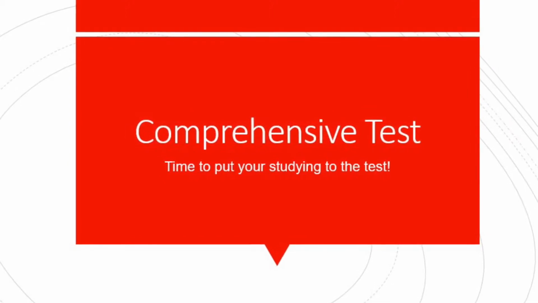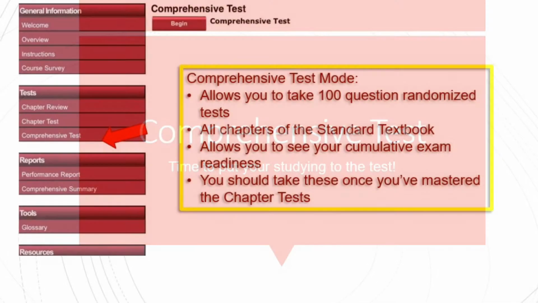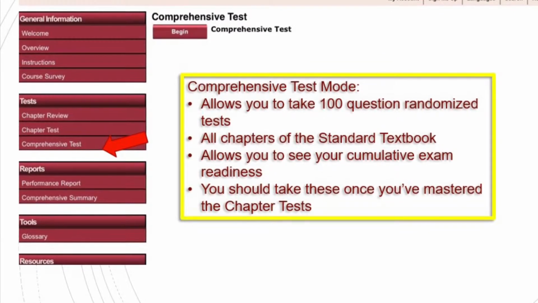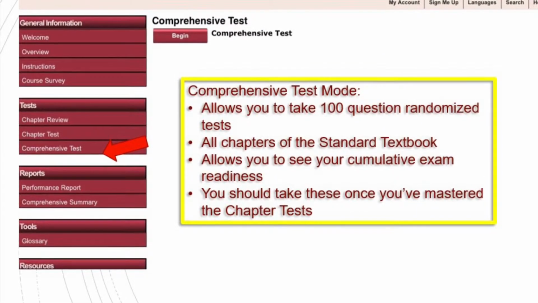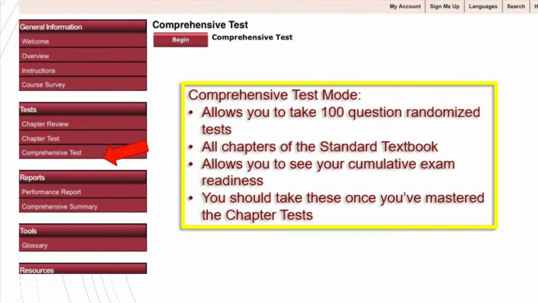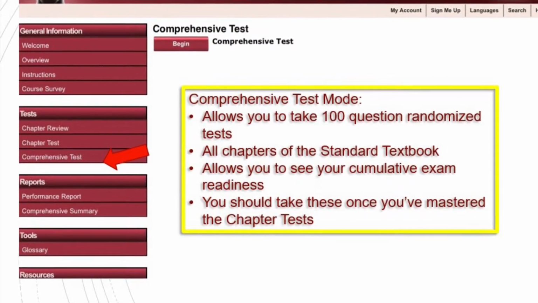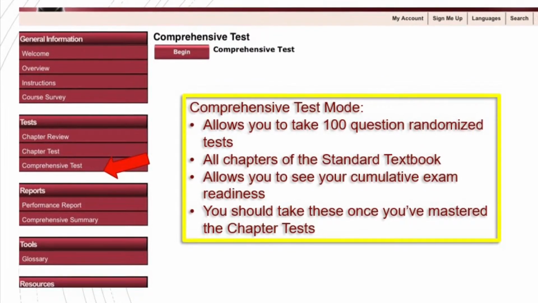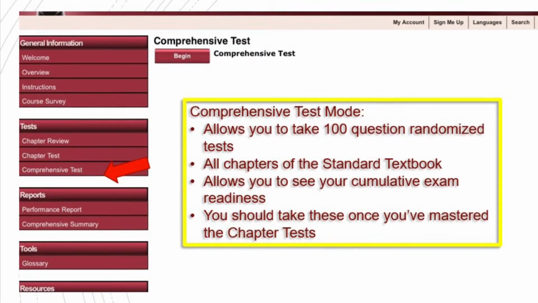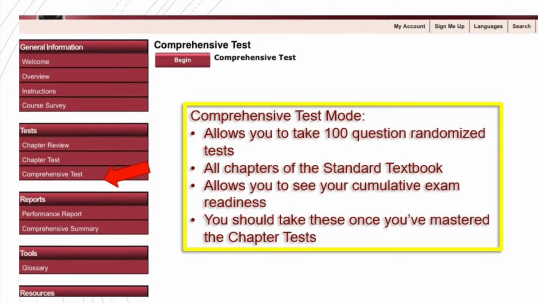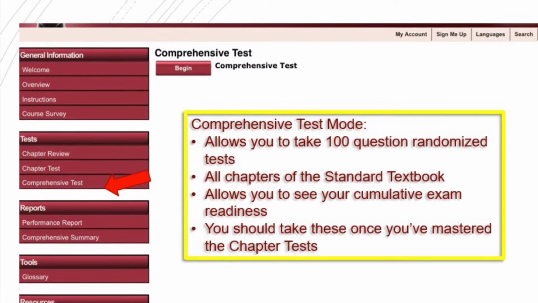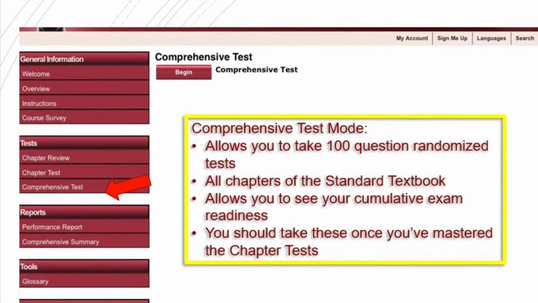Comprehensive tests. A comprehensive test consisting of 100 questions is randomly selected from all chapters. You will proceed through the questions and see your score and answers at the end of the test. The questions and answers are randomized, so you shouldn't see the same test twice, although some of the questions may be the same. And remember, you can take these tests as often as you wish.